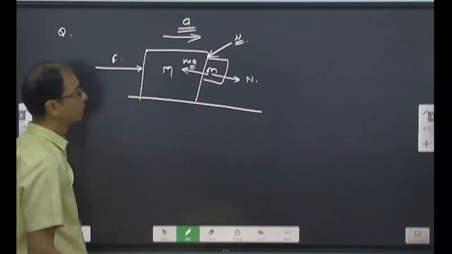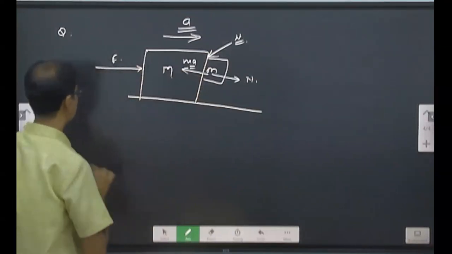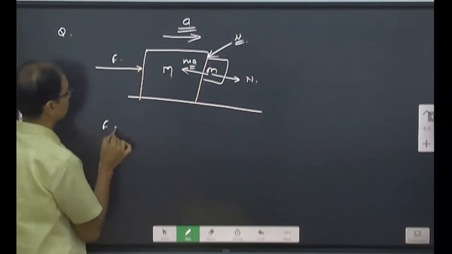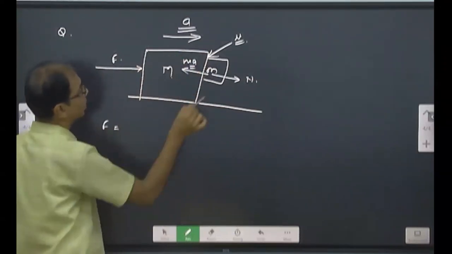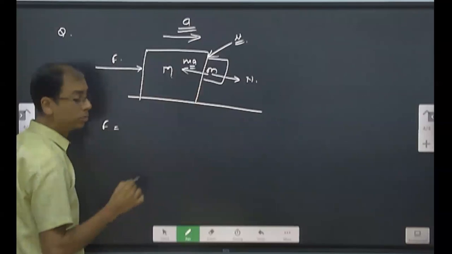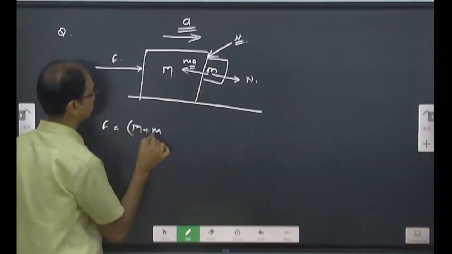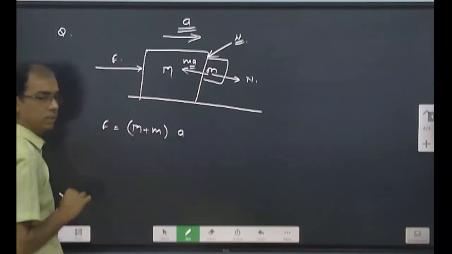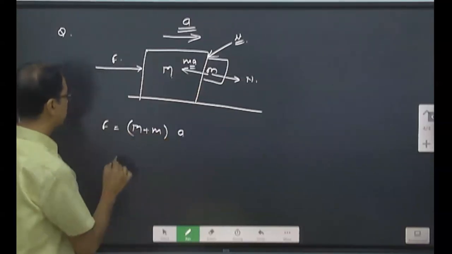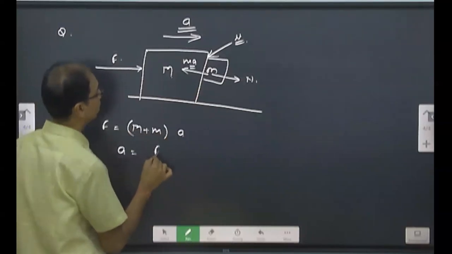Okay, so how to do that? First of all, F is going to make this entire body, M as well as small m, move with acceleration, let's say A. F will be equal to the total mass into acceleration. The acceleration is F by M plus m.